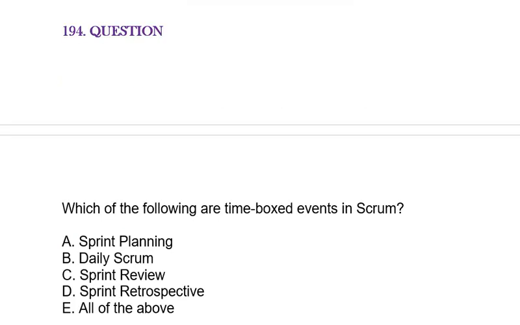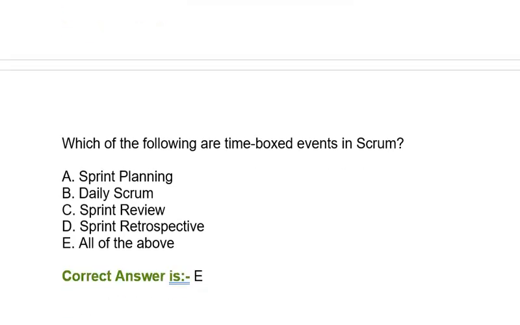Question is which of the following are time-boxed events in Scrum? Option A sprint planning. Option B daily Scrum. Option C sprint review. Option D sprint retrospective. Option E all of the above. Correct answer is option E.